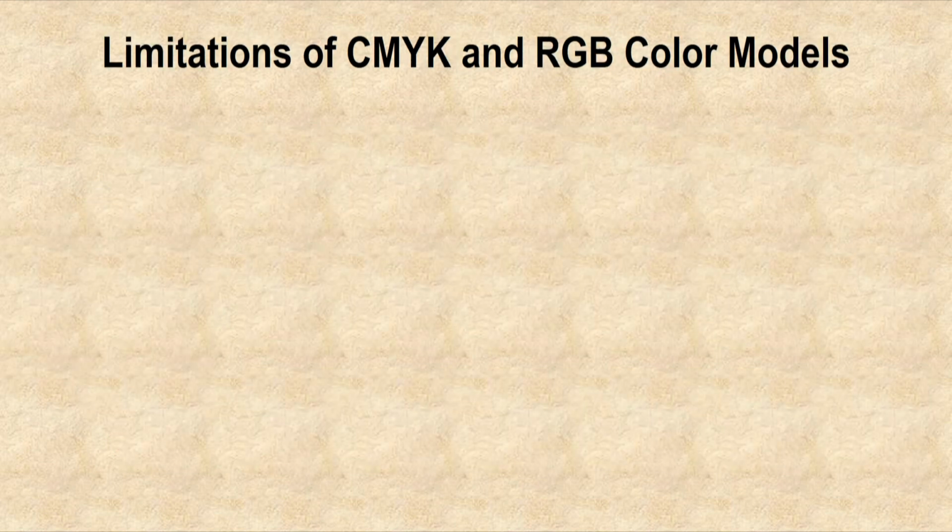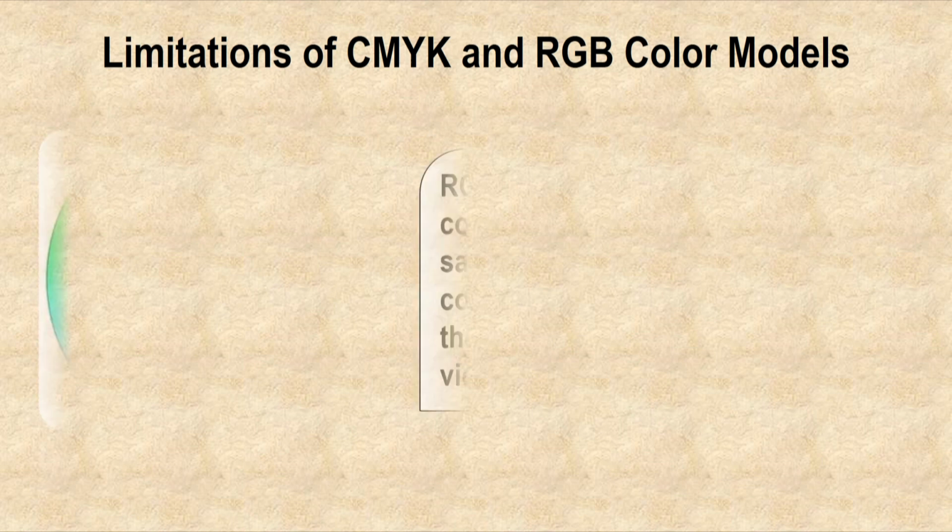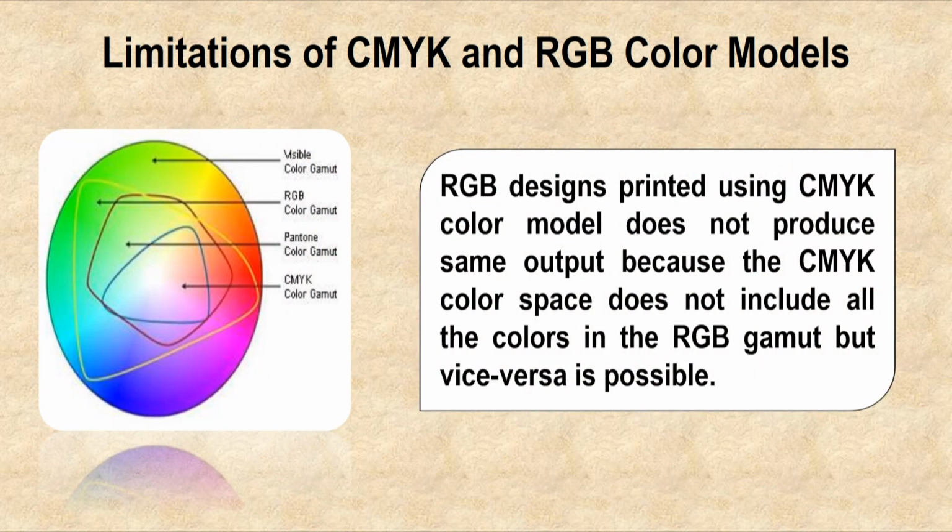So, there are certain limitations that come with the CMYK and RGB color models. RGB designs printed using the CMYK color model do not produce the same output because the CMYK color space does not include all the colors that are available in the RGB gamut, but the vice versa is possible and we can work on that. In the given figure we can have an idea about the gamut of different color models like RGB, CMYK and other color models.